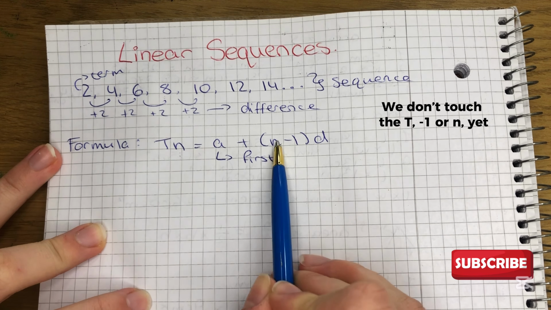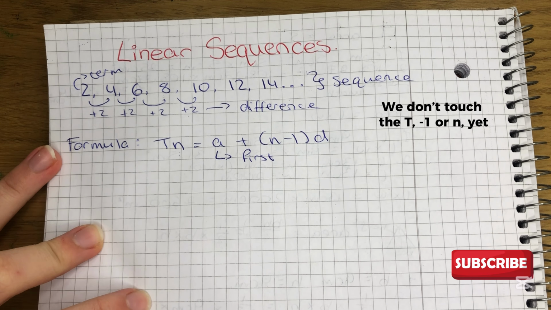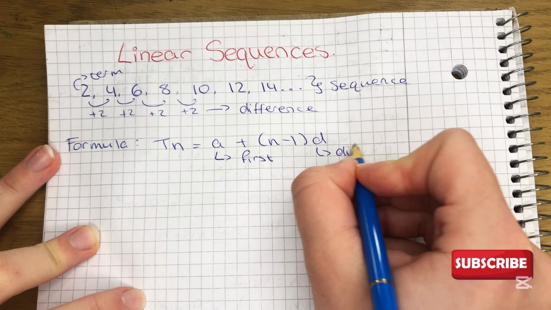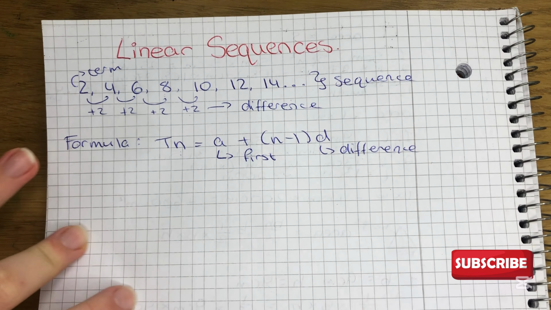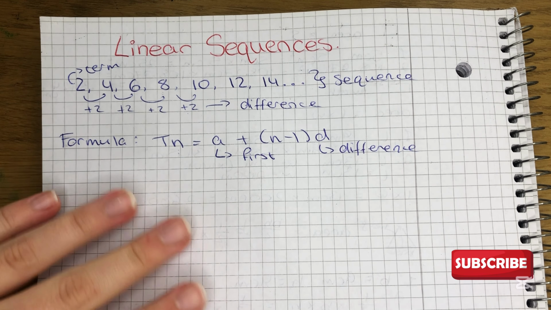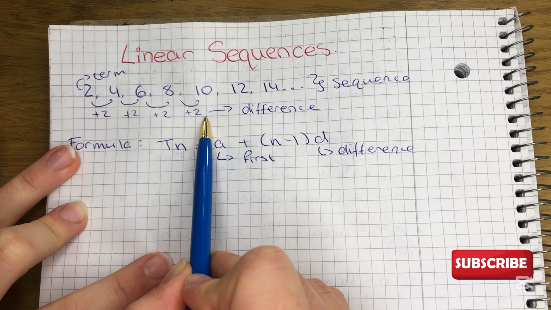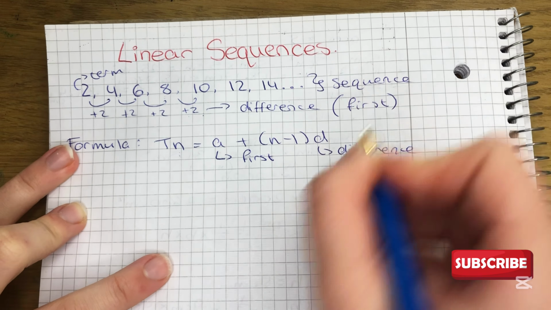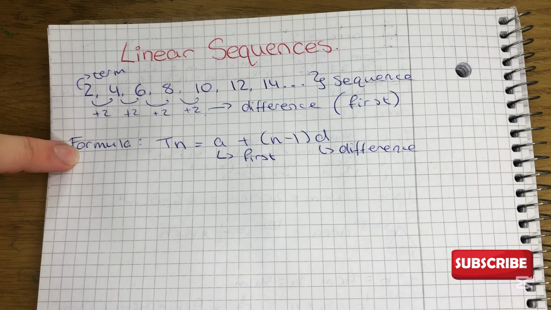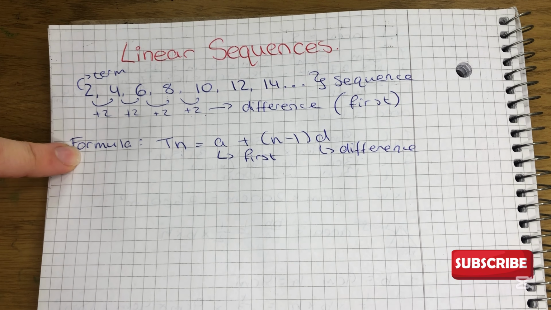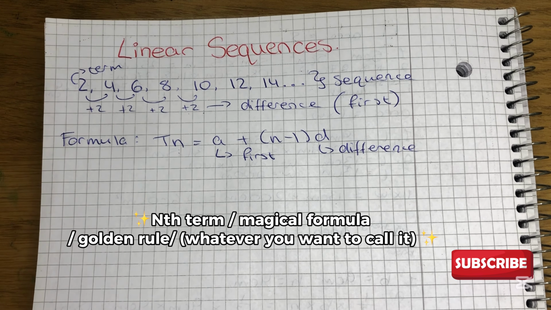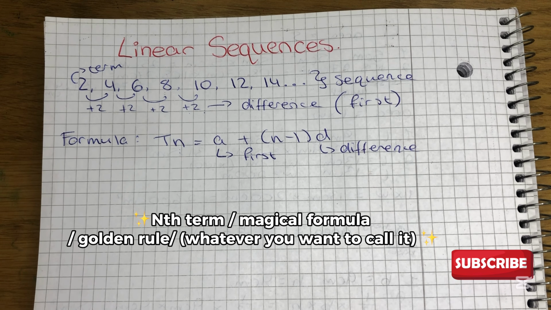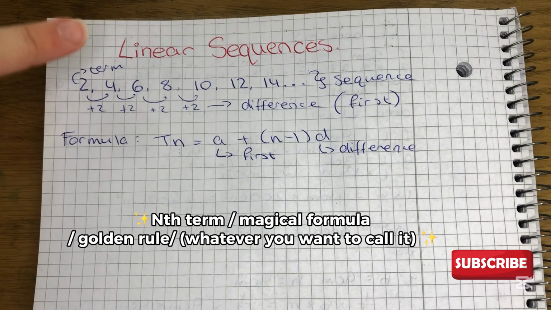N would stay the same. The N we do not touch for now, and I'll explain later why. The 1, we just leave it. The D stands for difference. So the difference of the pattern, okay? And let us know that this is the first difference within the pattern. So let's just bracket that and say this is the first difference. Once we solve this formula, we get something called the nth term. Now this nth term, let's just say it's magical. You can find absolutely any term in this sequence by using that nth term.